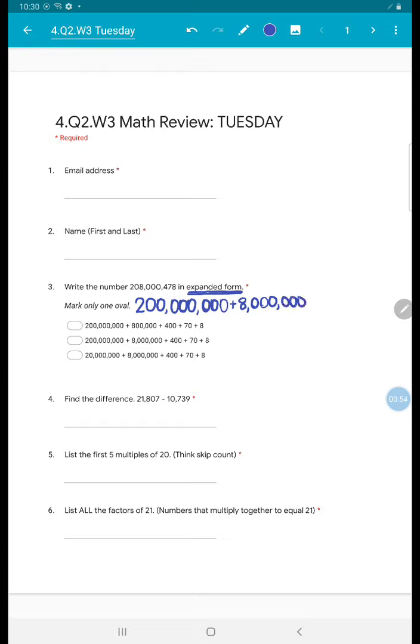I do not have any 100,000s. Have no 10,000s and no thousands. So I can skip all of those. Next I go to the hundreds. I have 4 hundreds plus 7 tens plus 8 ones. So 200 million plus 8 million plus 400 plus 70 plus 8. The middle choice is correct.